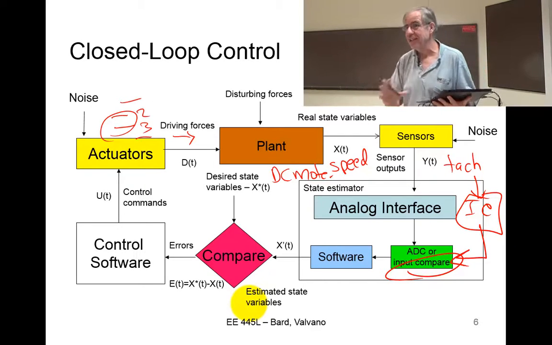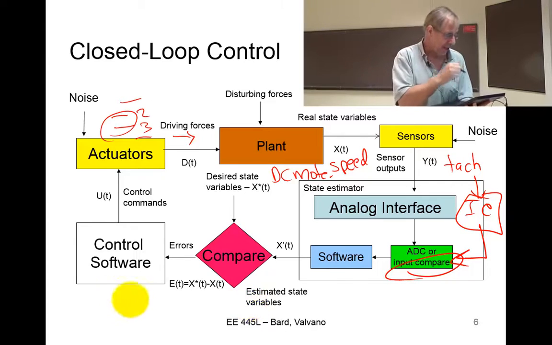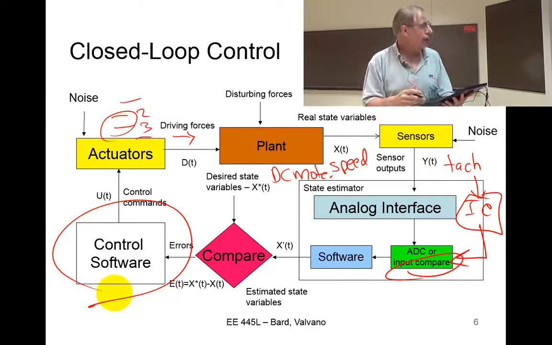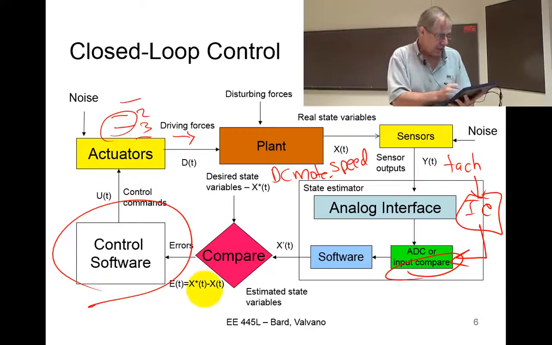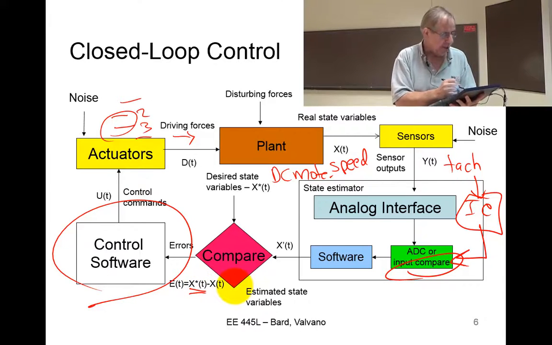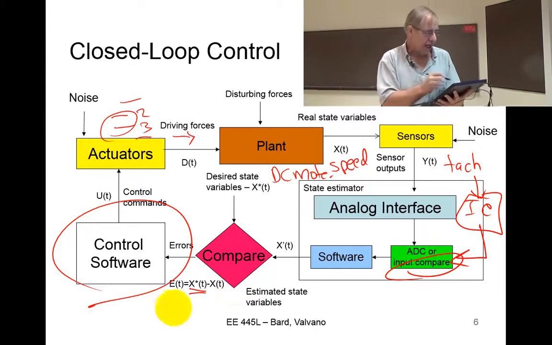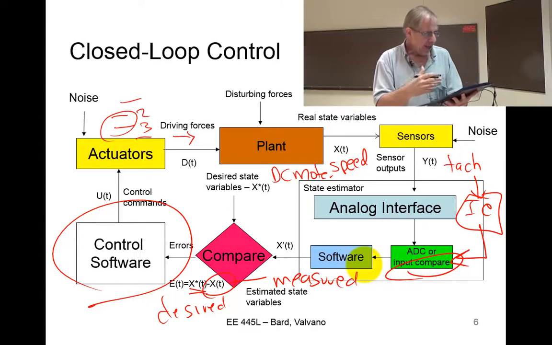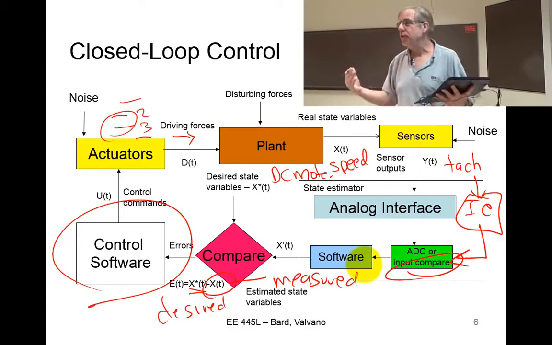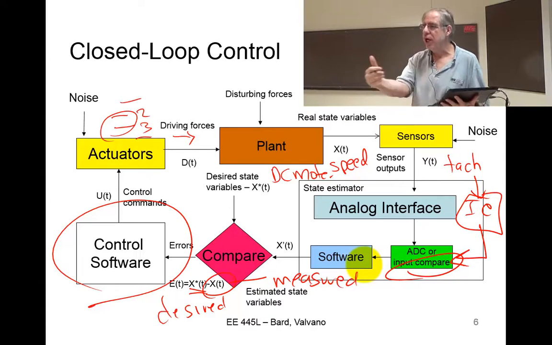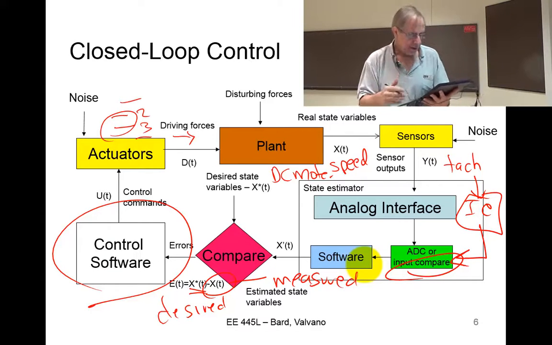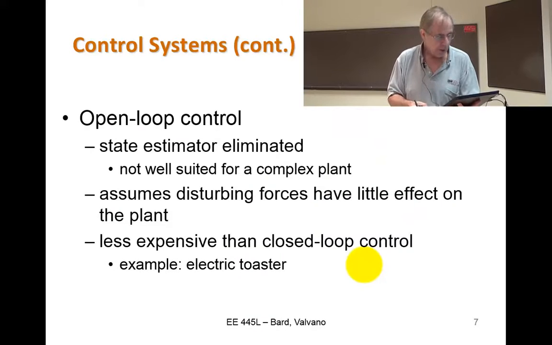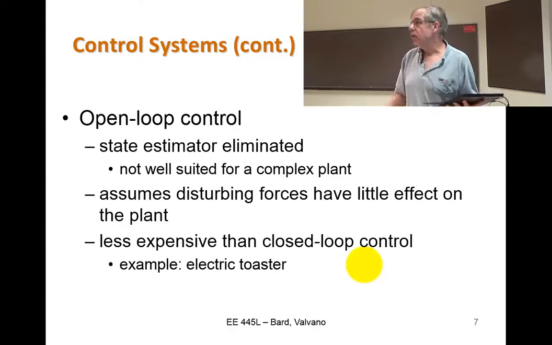The other half of this is the fun part, and that's writing the control software here to take the difference between the desired value here, X star is the desired, and the measured, and use that error in some cute and clever way to adjust the duty cycle back to the system. There are some controllers that are open loop.